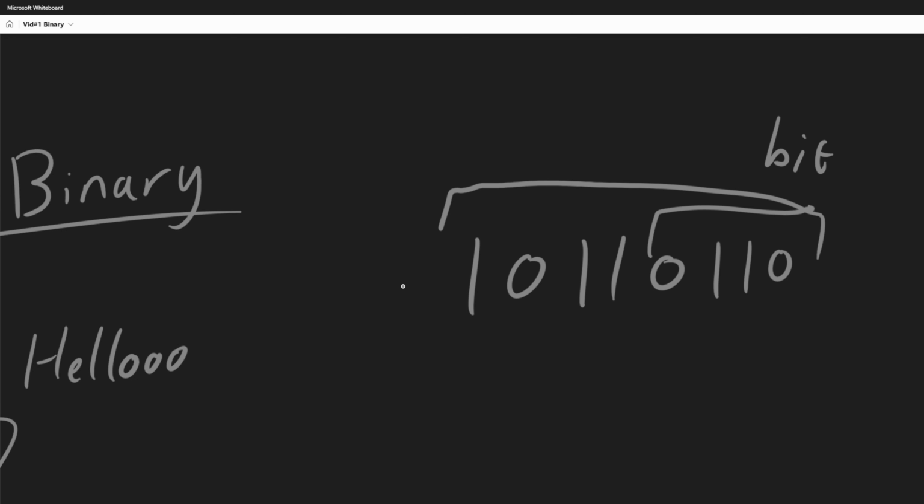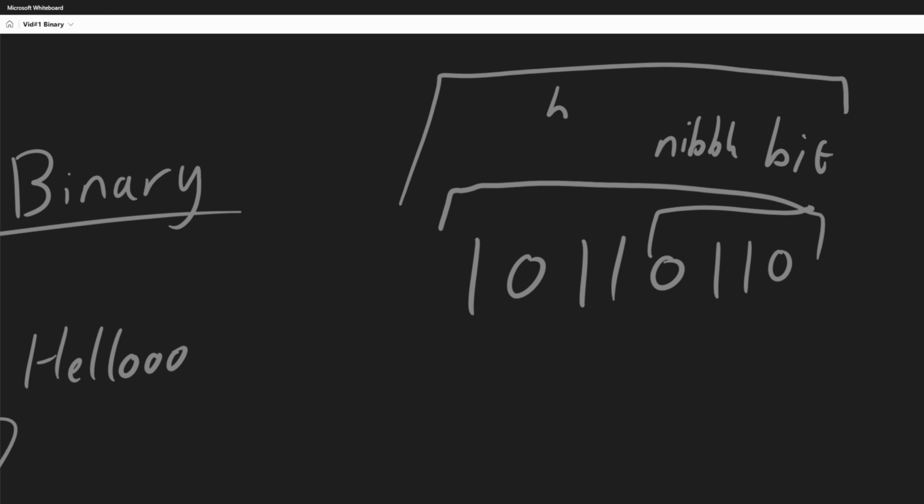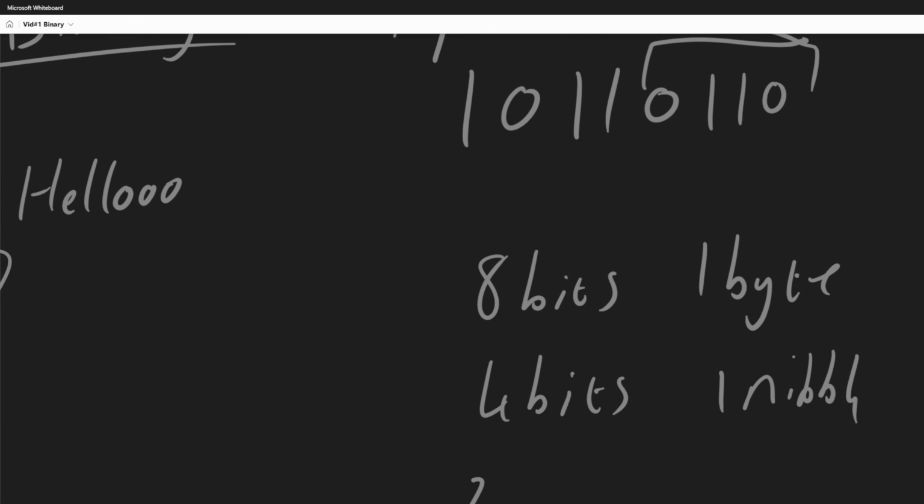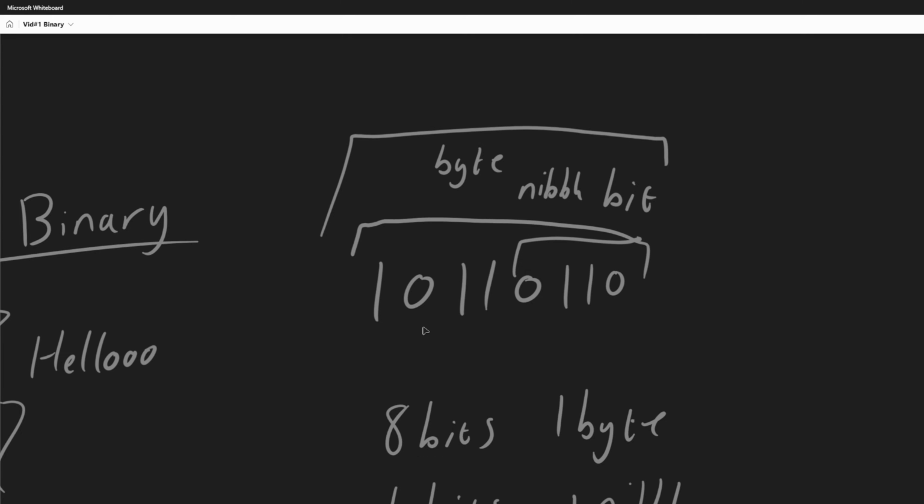If we had 4, this would be called a nibble. That's an N. A nibble. And all of this put together is called a byte. So there are 8 bits to 1 byte, and there are 4 bits to 1 nibble, which of course means there are 2 nibbles to 1 byte. Okay, so that's how bits work, and that's how we can translate them to bytes and nibbles.